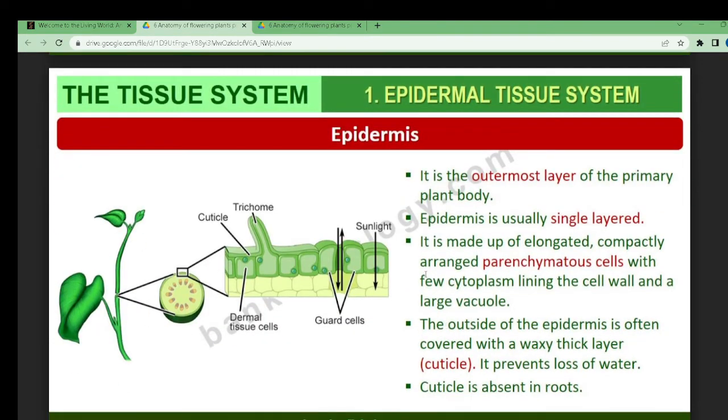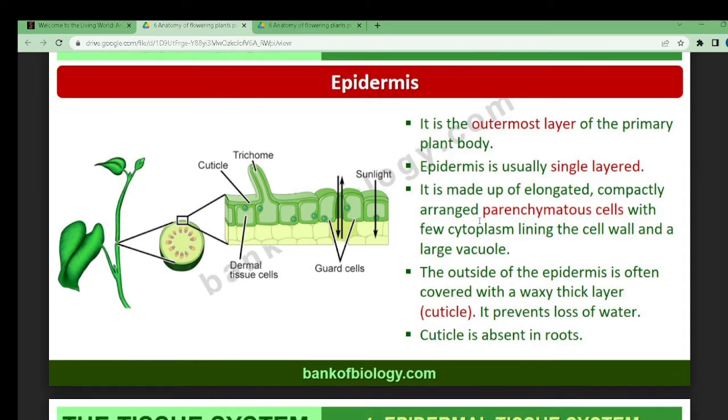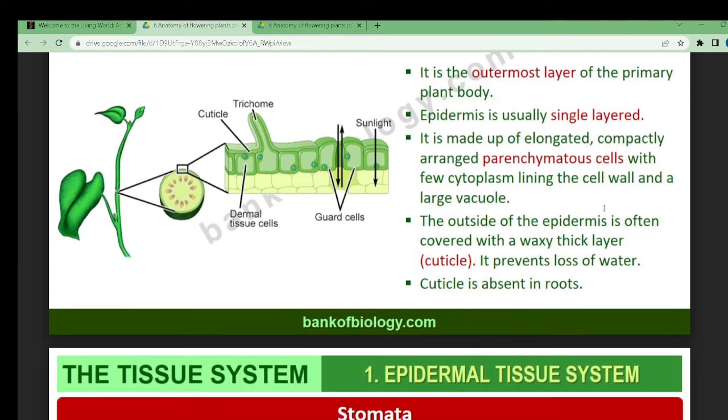Now the epidermis, when you see, is the outermost layer and it is the primary plant body. It is made up of cuticle, trichome, dermal tissue and guard cells. The epidermis is usually single layered, so no double layer, only a single layer is present. It is made up of elongated, compactly arranged parenchymatous cells with a few cytoplasm lining the cell wall and a large vacuole. As they are made up of parenchymatous cells, they contain a thin cell wall.